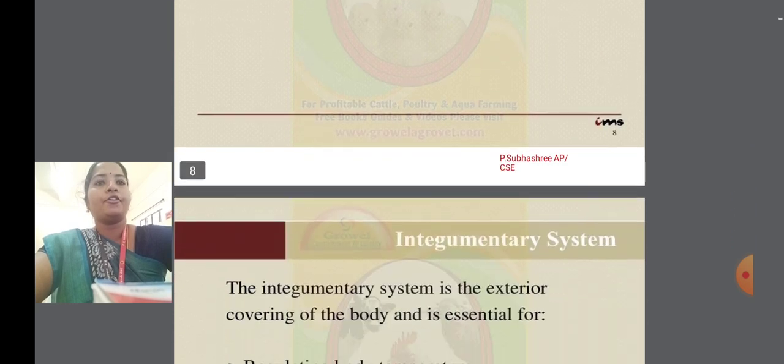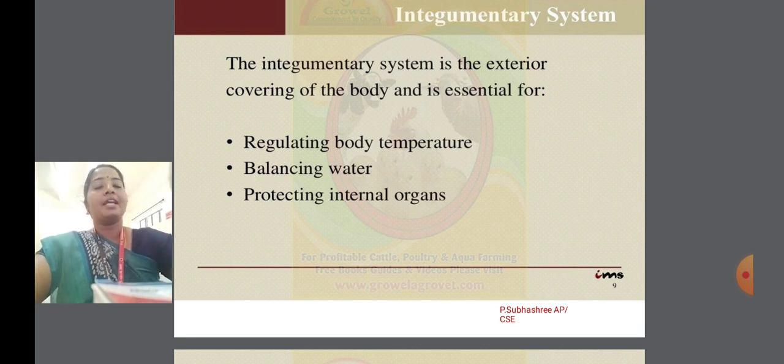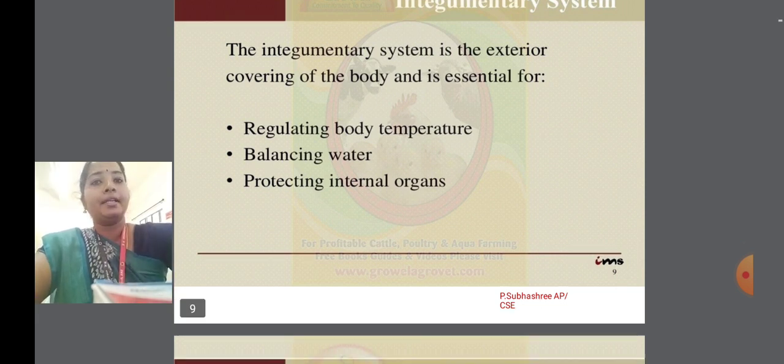Now we are going to see about the skin, the integumentary system. The integumentary system is the exterior covering of the body. In all plants, animals, in every being, there is an integumentary system which covers the body and is essential for regulating the body temperature. Here they are telling about the skin. The skin regulates our body temperature and balances water, whether we are going to dehydrate or hydrate. It also protects our internal organs.